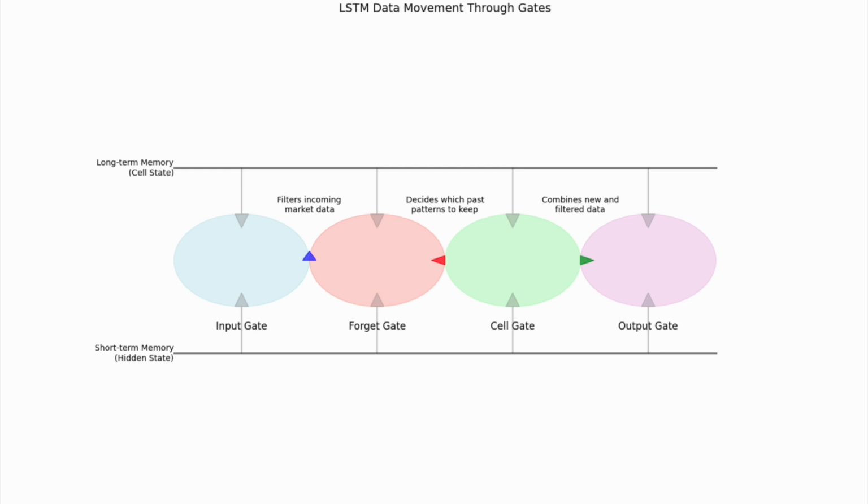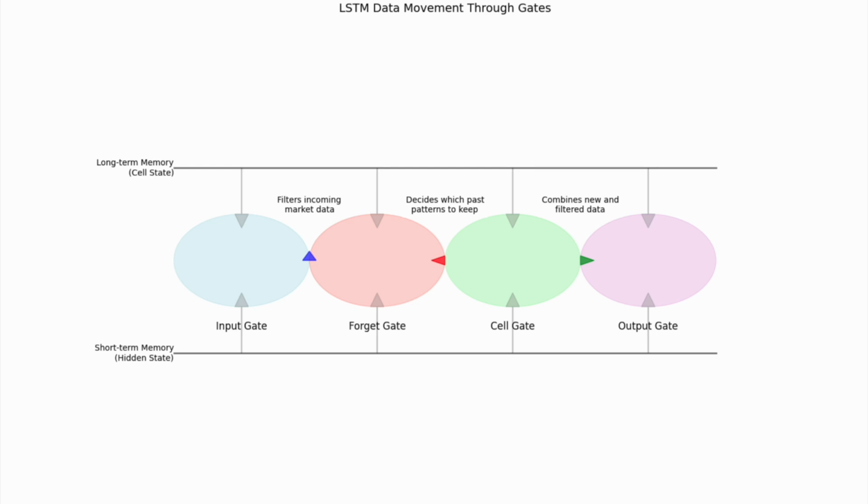The process starts at the input gate. Here, the model takes in new stock price data and determines what information should be added to the memory. It filters the incoming market data, keeping only the most relevant features that could impact the future prices.